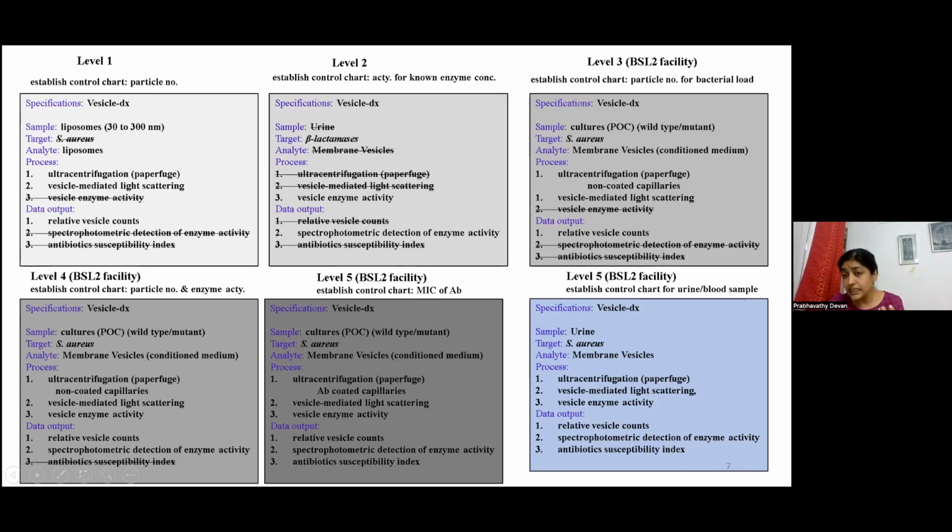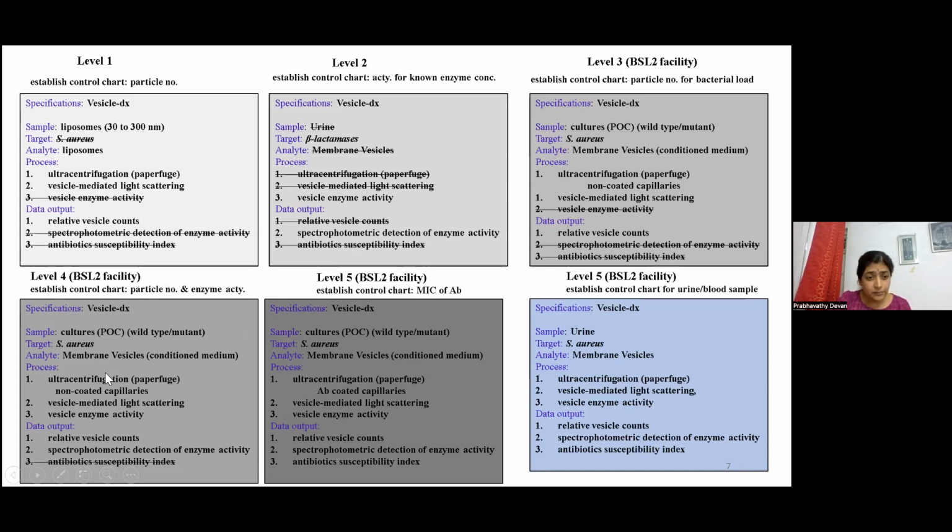So we'll be able to see the difference. Are we able to capture the specificity and sensitivity that we are looking for between wild type and mutant? And from level 3, it must be done in a BSL2 facility, taking care of appropriate disposal and everything. And level 4 would be with the same culture setup as samples.